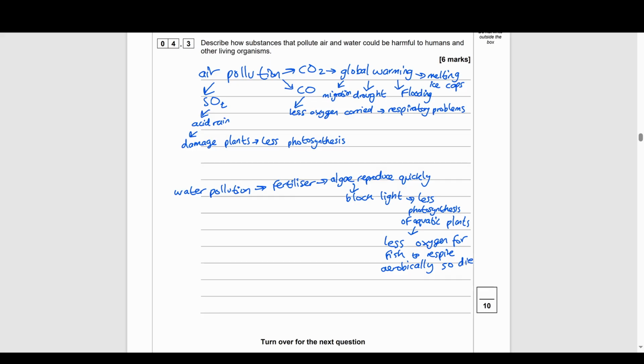I think we need another example now of water pollution. So let's use an example of the sewage or oil, for example. So what will be the problem there then? The problem of any sewage or oil is going to cause a buildup of bacteria. And then these bacteria are going to respire aerobically. So again, there's less oxygen for any aquatic organisms, so they die.